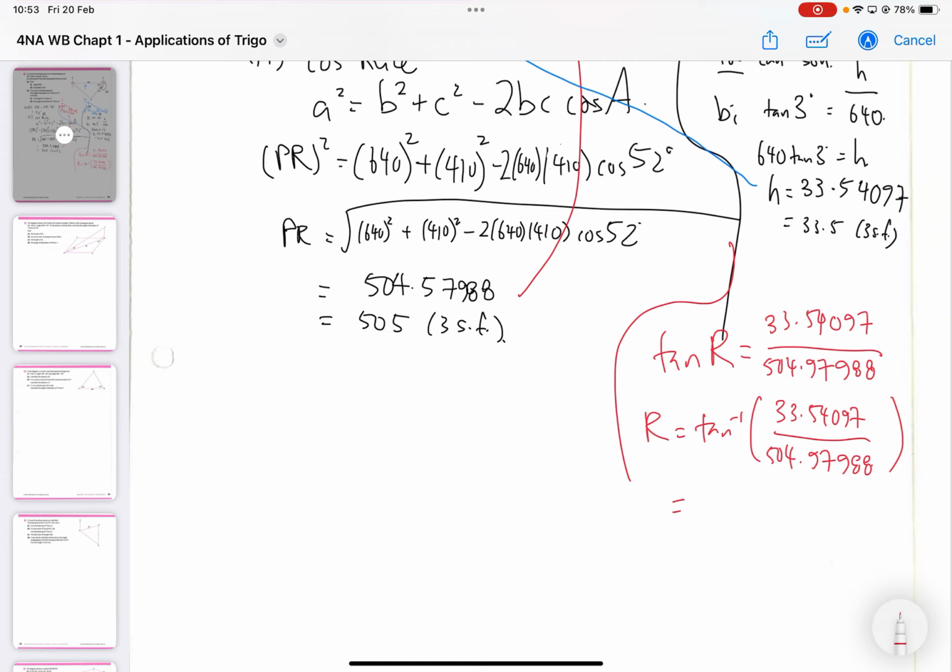Okay? Jaden was not here yesterday. So yesterday we tried: if I don't use 33.54097, I use 33.5, I put here. Then here I don't use 504, I use 505, the rounded off answer. Yes, different. Sometimes it will come out different. So we want to use the more exact answer when we are doing all this working. We only round off to answer the question. But in our working, we try to use the more exact numbers.